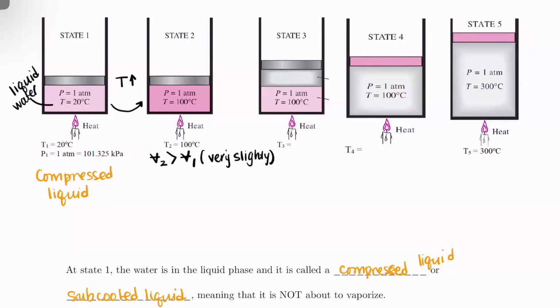Okay. At state 2, we have a liquid that is very close to becoming vapor. So it's at its boiling point. So the term that we give this state is a saturated liquid.